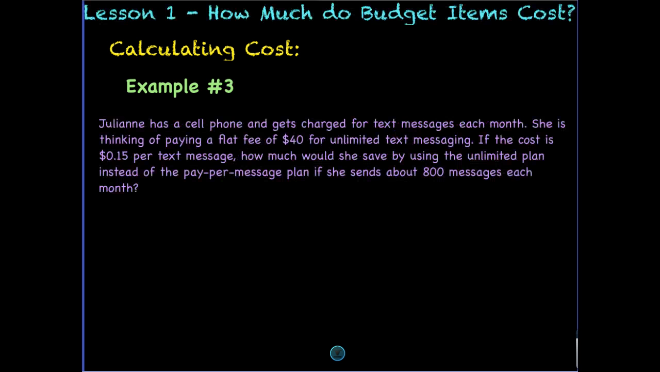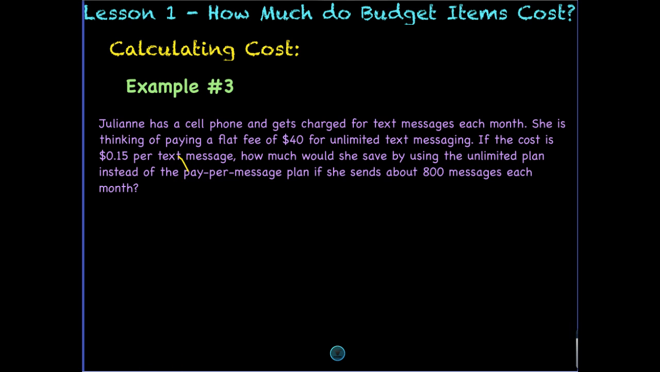Okay, let's look at one final example before we end. This has to do with cell phones. Again, we're not going to look too much at cell phones in this, but we just want to look at cost savings because sometimes we want to compare different plans or compare different appliances to see which would be a better deal for us.